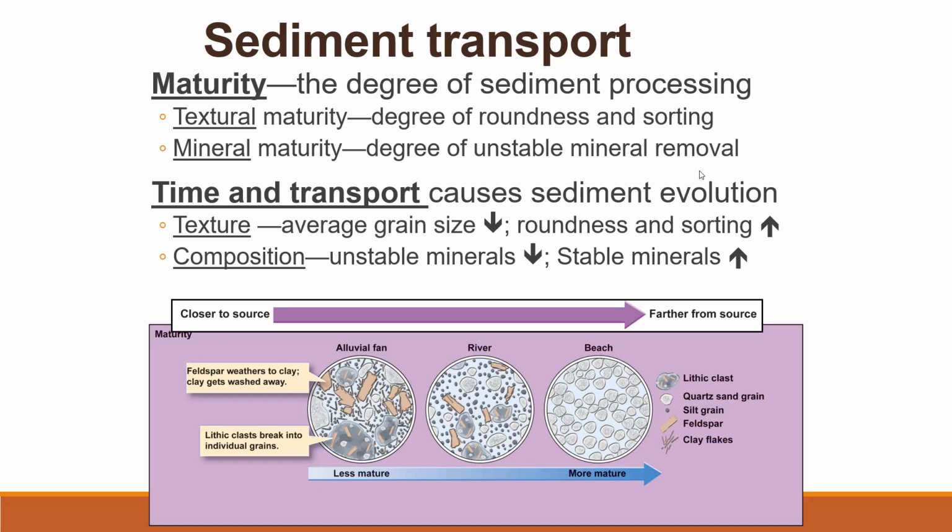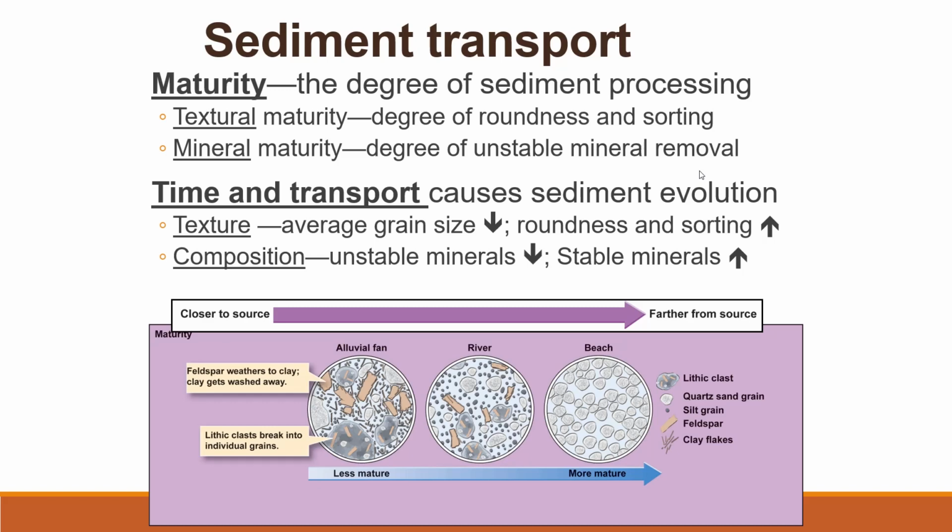Maturity is how much processing that sediment has undergone. So we can have textural maturity, so that's how much rounding, how much we've gone from an angular clast to rounded clasts, and sorting, so how similar in size the sediments are. And mineral maturity means how much of the unstable minerals have been removed. So a mature sediment is going to have very similarly sized clasts that are all rounded and all have similar chemistry.